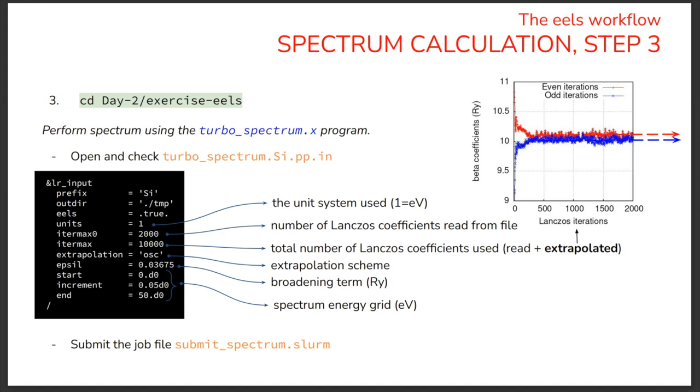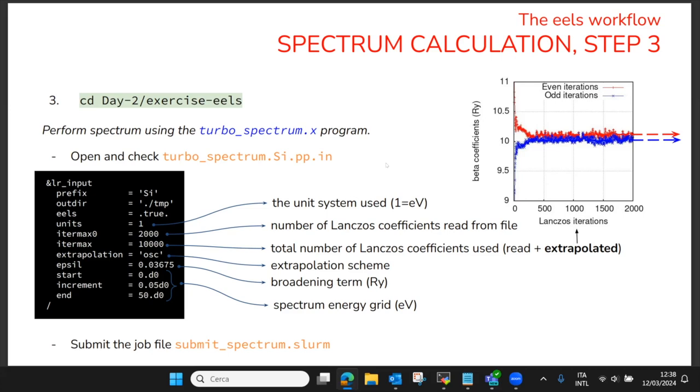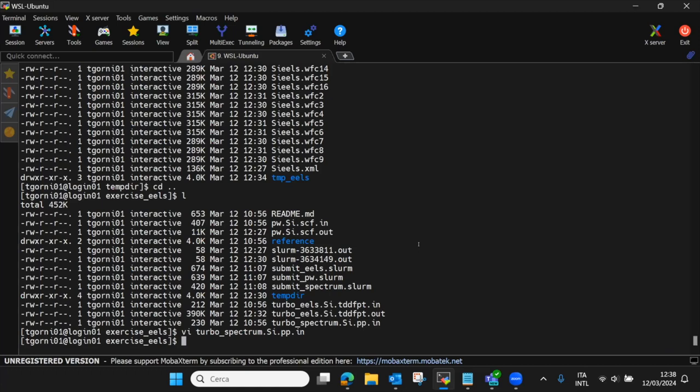So we will compute the spectrum, we will invert the tridiagonal system formed by 2000 beta coefficients plus 8000 extrapolated coefficients for each frequency from 0 to 50 electron volt. Okay? And this is done by the turbo spectrum code. The script I provided is running serial, and you will see that if you submit it, it takes no time.